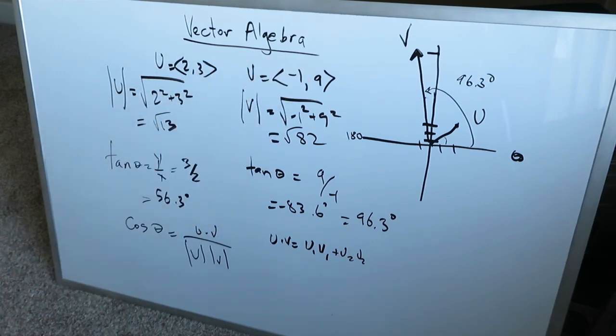2 times minus 1 is a minus 2. You get a minus 2 over here. 3 times 9 is 27. What am I getting? You're getting a 25.